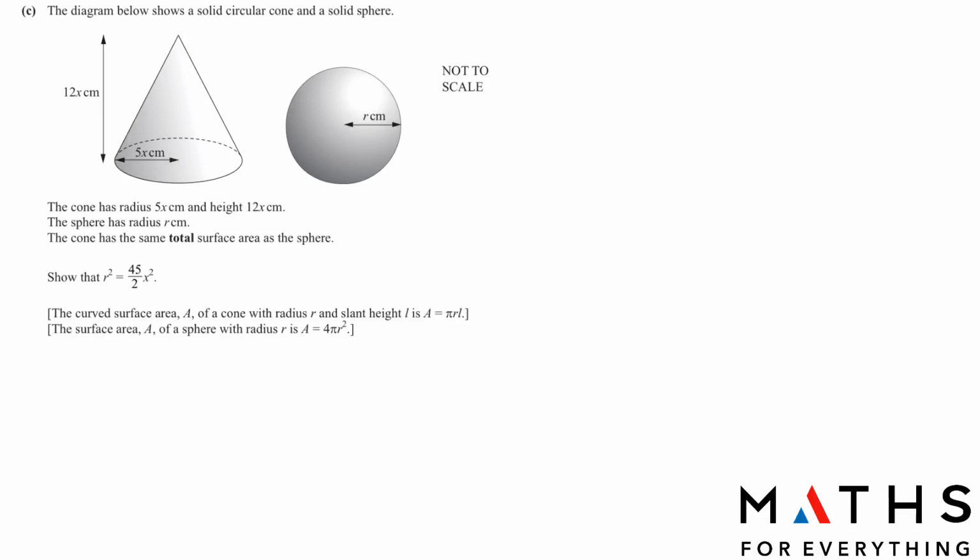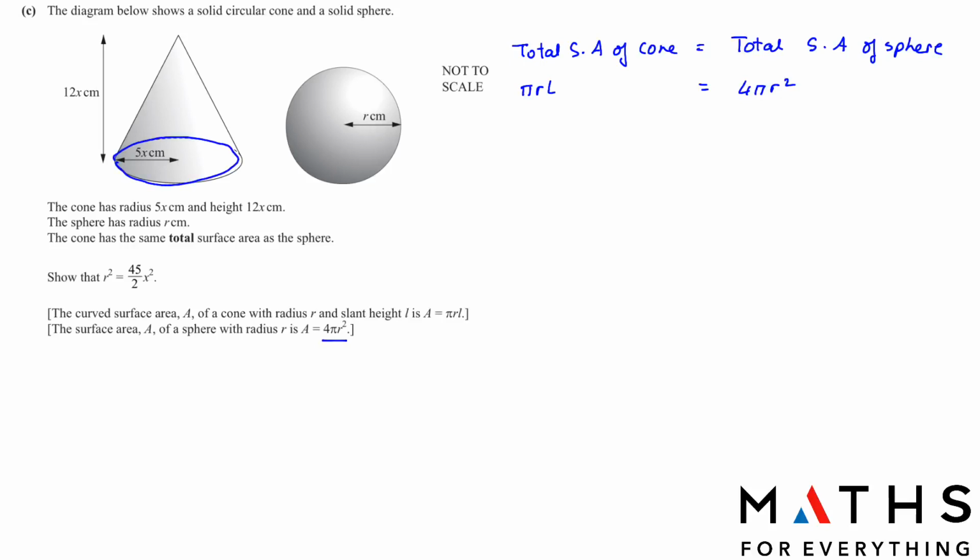As the two total areas are equal to each other, we can write total surface area of cone is equal to total surface area of sphere. This total surface area of sphere is 4 pi r square given to us. But for the cone, we have only been given the curved surface area, that is pi rl. We also have a circle down. So you have to write down the area of the circle, which is pi r square. When you do so, you will get the total surface area of the cone.